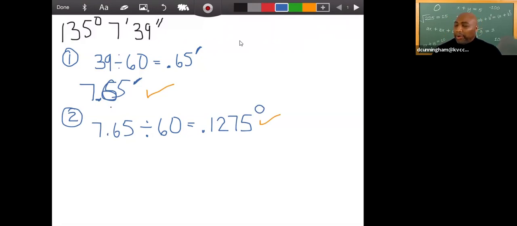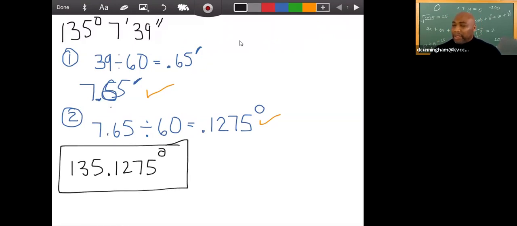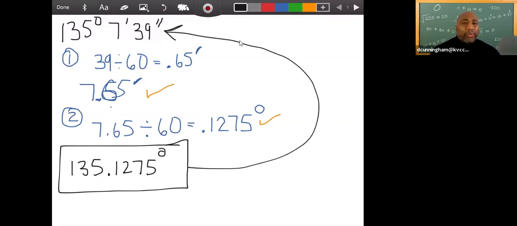So what we're going to do now is add that decimal value to our degree value. Our degree is 135 on the top, and we just add 0.1275 and then put degrees, and that's our answer. So that's how you convert degrees, minutes, and seconds into decimal degrees. In this case, it's 135.1275 degrees. That's the same thing as what we had when we originally started in degrees, minutes, and seconds.